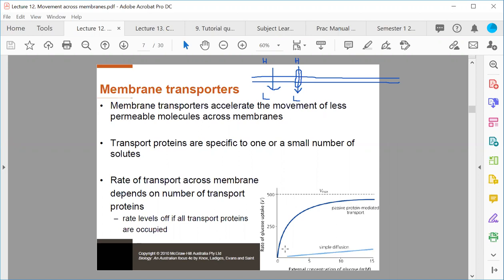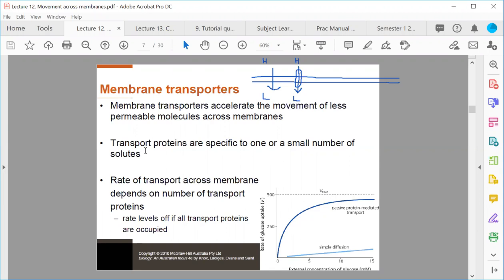Now, what if we look at the rate of glucose movement across the membrane when glucose is moving through these membrane transport proteins? That is, membrane transporters that are specific for glucose. And you can easily see here how quickly the glucose is taken up into the cell. So this is referring to this type of transport. So still from high to low concentration, but facilitated through this membrane transporter.